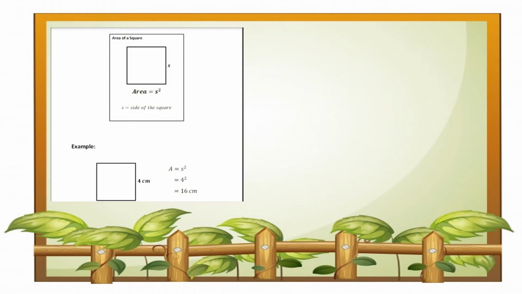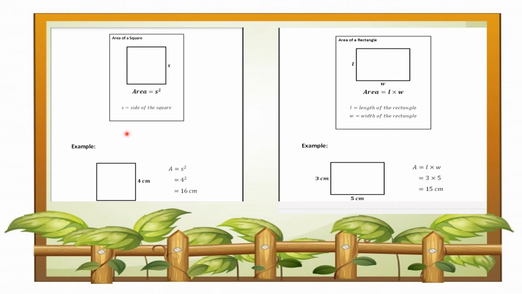Next, we are going to have an example. This is the area of a square. Area is equal to S squared. S is equal to the side of the square. Okay? Example, this square is 4 centimeter. So A is equal to the square of the side, and this one is 4 squared. So the answer is 16 centimeter. 4 times 4 is equal to 16 centimeter.